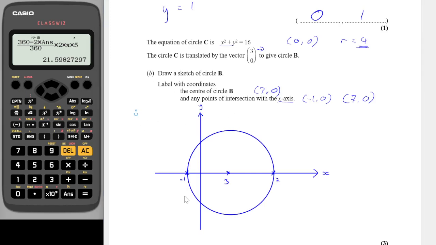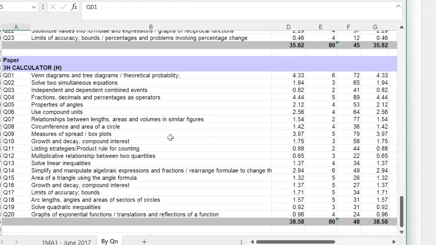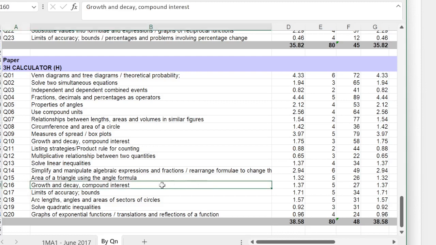Okay, and that brings us to the end of the paper. Right, before I sign off, I will just bring up the skills map for that paper. This is a link, all the questions that we've just done, this is the link to the skills that they relate to. So for example, if you struggle the most on question 16, that's growth and decay and compound interest. So that might be where you want to focus some of your targeted revision before your actual exam.